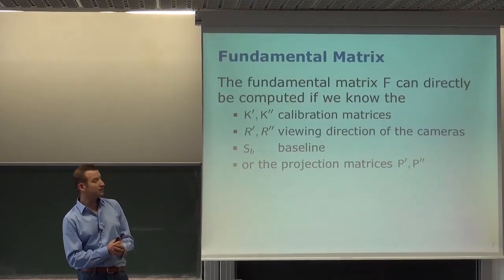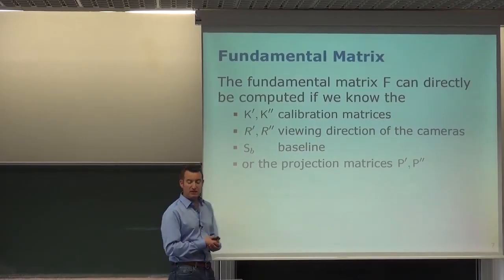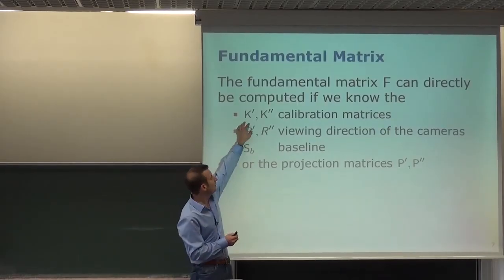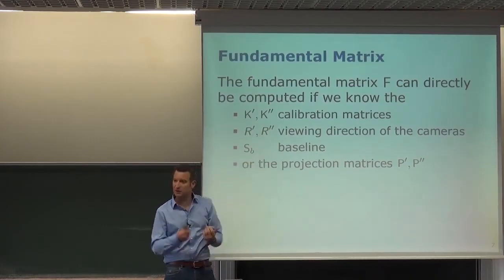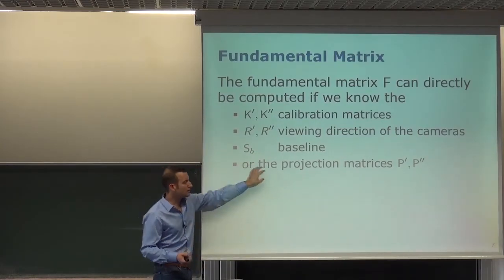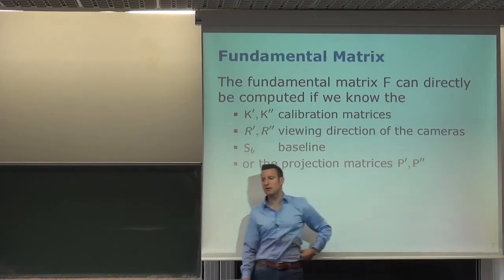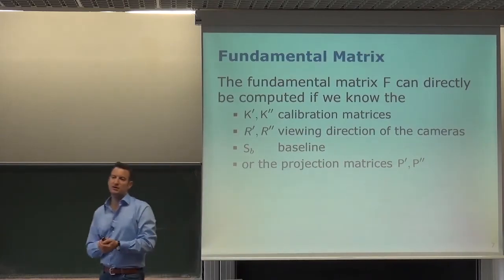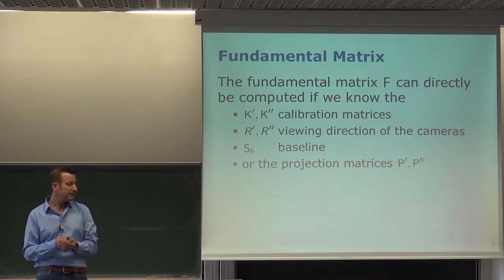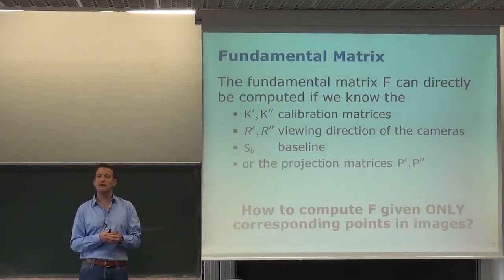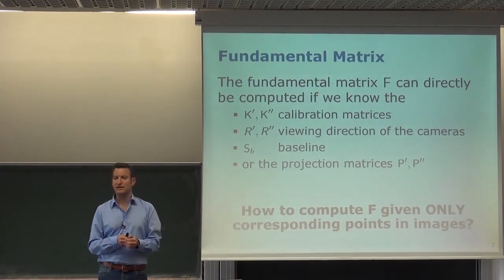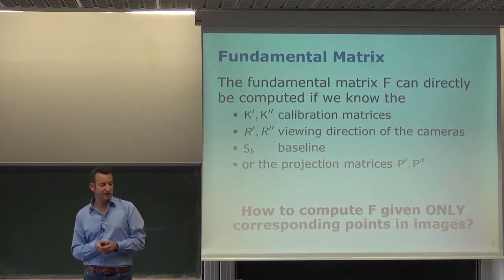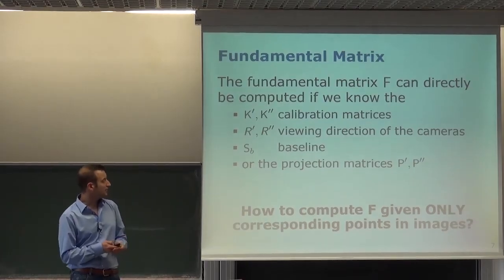So far, we looked into two means for obtaining the fundamental matrix. We assume we know the calibration matrix, the rotation parameters, and the baseline, then we can directly compute it, or we just know the projection matrices of the two cameras, and we also can directly compute that. That's what we have done so far. But the question is, how can we actually compute F if we only know corresponding points in the images and nothing else? That's the problem that we're addressing now.